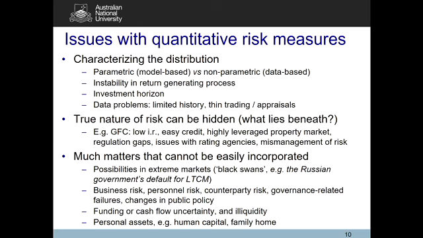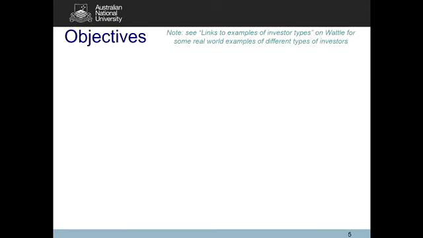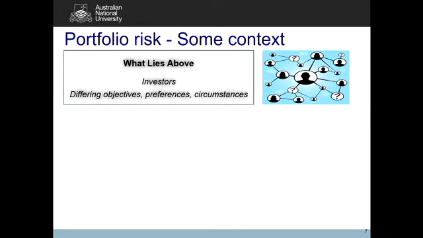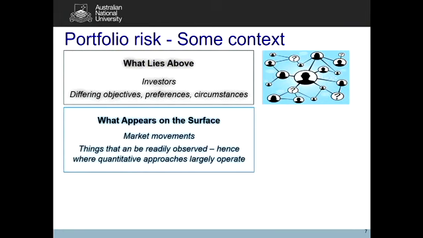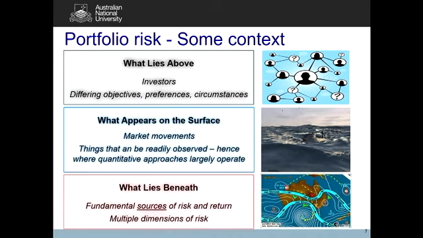The next issue is that the true nature of risk can be hidden, right? So remember, we looked at 3 different stages of risk. We said you had to start with the initial investor because who the investor is will depend on the risk that's most relevant to them. Then you make use of quantitative risk measures, but to really understand the risk, you need to look at the fundamental sources of that risk.